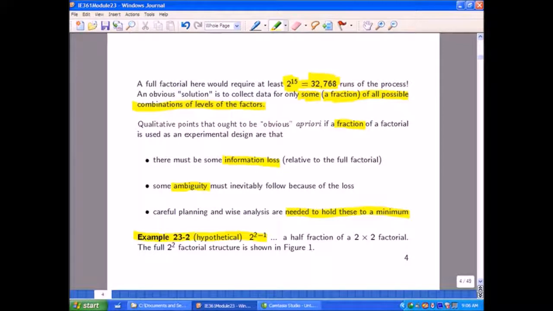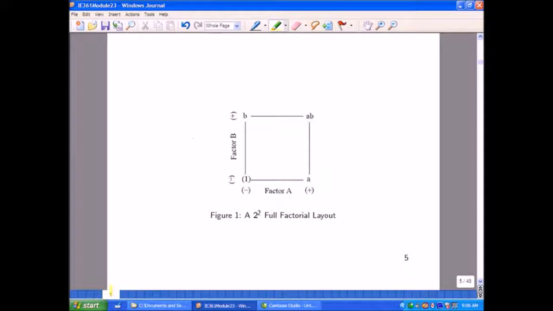Let's talk about a half fraction of a 2 by 2 factorial. So I have factor A and factor B, each with 2 levels. That makes 4 different possible combinations, but for sake of illustration and argument, let's suppose that I'm only going to collect data from 2 out of 4 of those possible combinations.